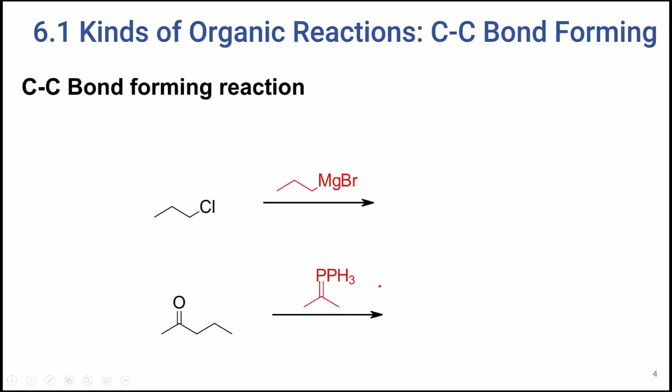In a carbon-carbon bond forming reaction, as the name implies, we're going to form a new bond between 2 carbons. So in the case of chloropropane, I'm going to form a bond to this Grignard reagent, or this MgBr. So these 3 carbons are getting added here, 1, 2, 3, to form a new bond there. And then we have a ketone, and we add this Wittig reagent to it, which we'll learn about later on. And we form a new carbon-carbon bond. So these are the new bonds that are formed in these carbon-carbon bond forming reactions.